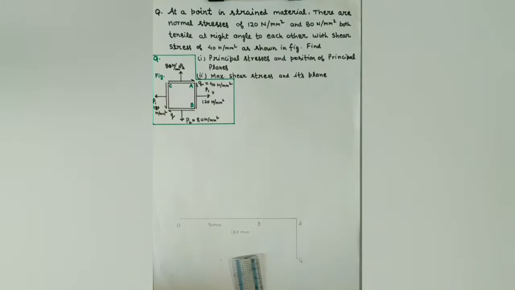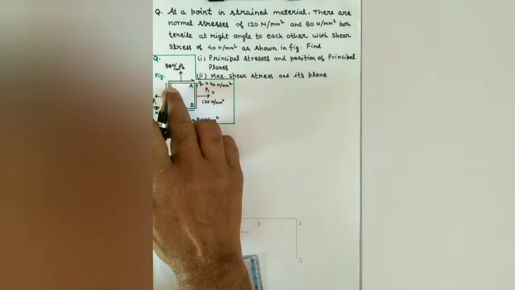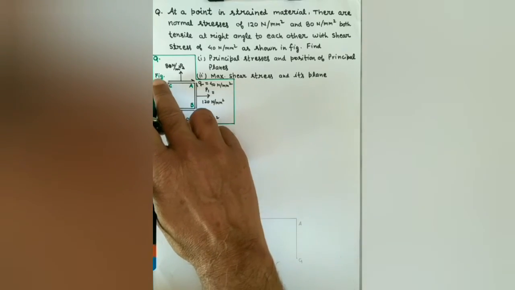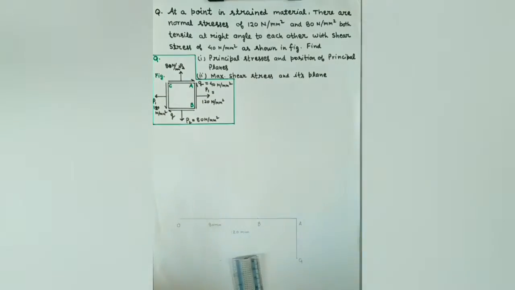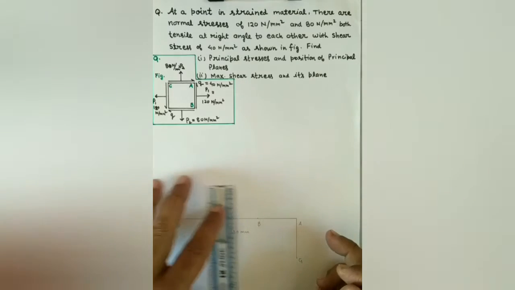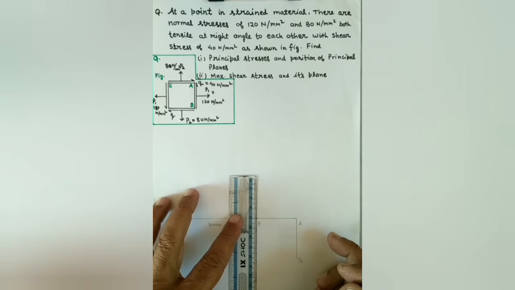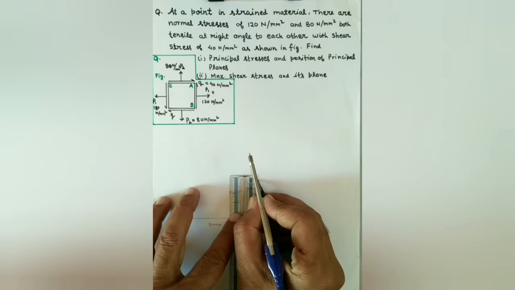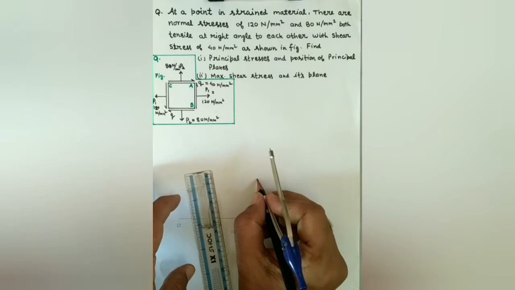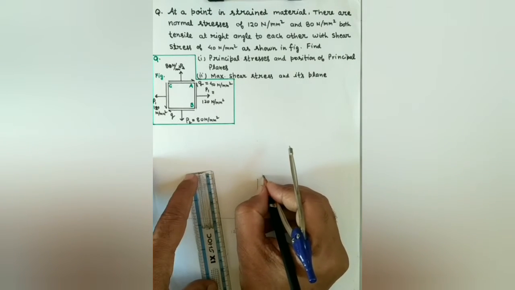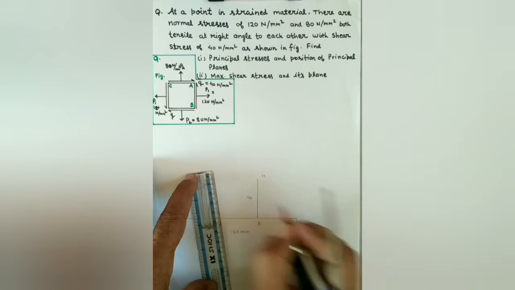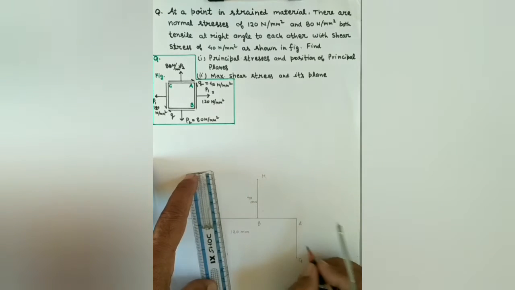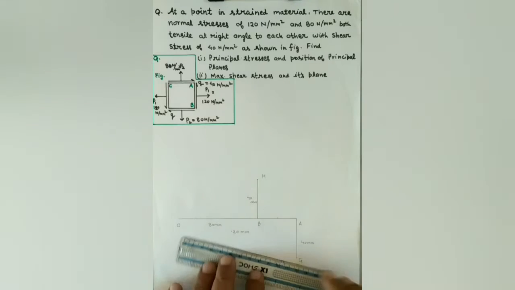And on the plane AC, the shear stress tries to rotate in clockwise direction, so the shear stress is negative. A negative stress will be drawn above the x-axis. So from B, let us draw a line of 40 mm above the x-axis like this. Let this point be H, such that BH is 40 mm. And AG is also 40 mm.